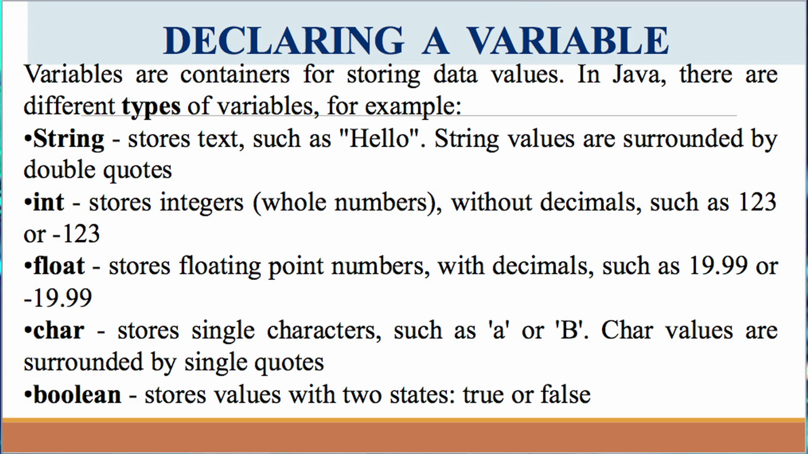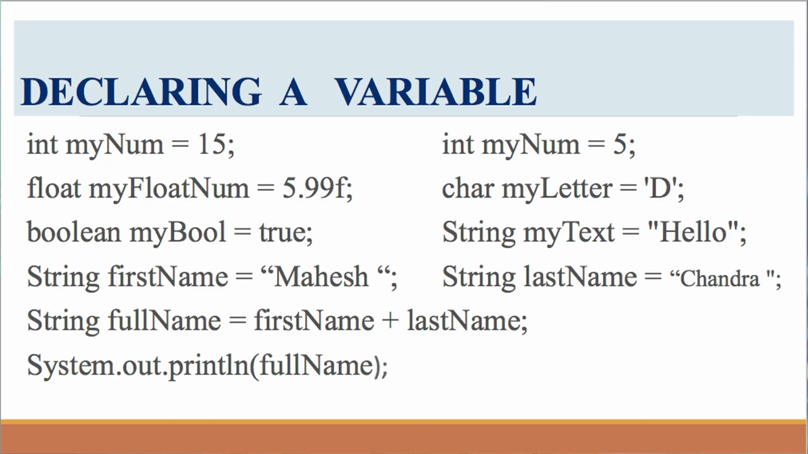And there are some examples of declaring variables. You can see here my num as an integer type. So 15, the whole number, is transferred to this my num, and this is 5.99f. This is a float value that is copied to the float num variable, which is float type, and true value is transferred to my bool, and this is boolean type.